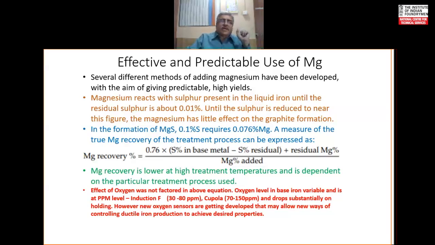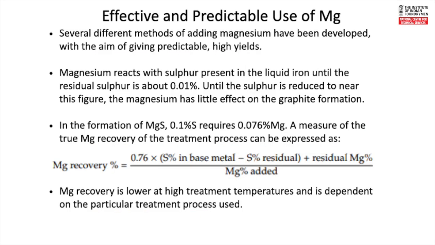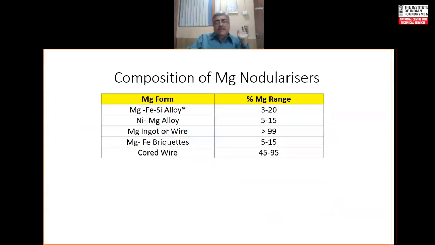What are the different nodularizers which are used by foundries? It is magnesium ferrosilicon alloys, with magnesium in the range of 3 to 20%. Very rarely will people exceed 10%. Then nickel magnesium alloy, 5 to 15%. Then pure magnesium is used in the form of ingots or wire, cold wire. Or sometimes people have used magnesium iron briquettes, which are compacts of pure iron and magnesium.